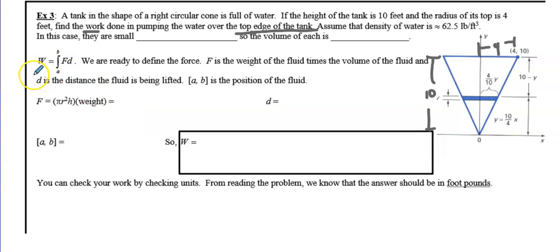So the first thing we're going to do is take into account the equation that we talked about in example number 1, that work is the integral from a to b of our force times our distance. So our force is going to be how heavy our water is times what our actual volume is going to be. That's really the idea, that we want to take into account how much it weighs and the volume that we actually have. And so we're going to manipulate this into something that we can easily do. And then the distance being lifted, we also have to take into account.